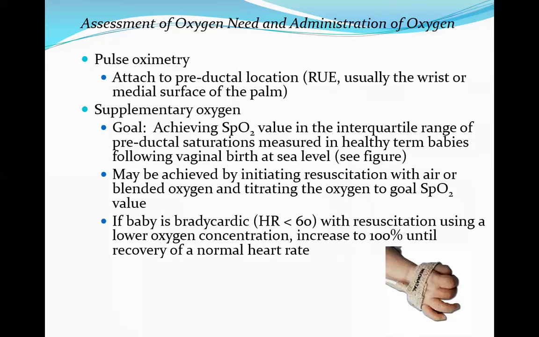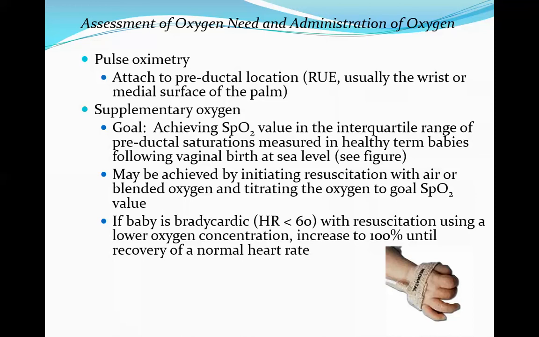The next slide talks about assessment of oxygen need and administration of oxygen. You want to use a pulse oximeter, and it's recommended to attach the pulse oximeter to the preductal location, which would be the right upper extremity, usually the wrist or the medial surface of the palm, as seen in the figure. For supplemental oxygen, the goal is to achieve an SpO2 value in the interquartile range of preductal saturations measured in healthy term babies following vaginal birth at sea level. That figure is included on the first slide with the neonatal resuscitation algorithm, and I'll allow you to look back at that at your own leisure.